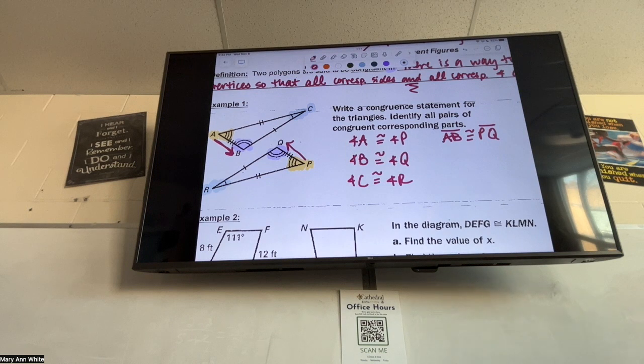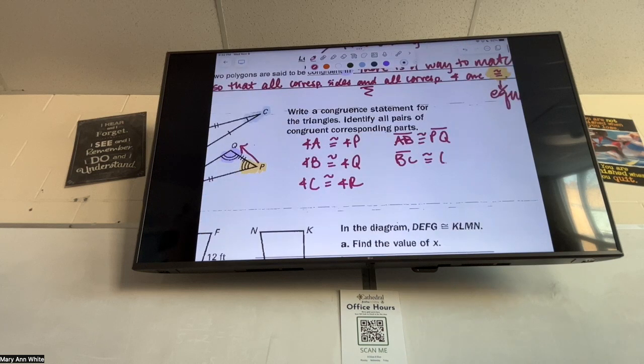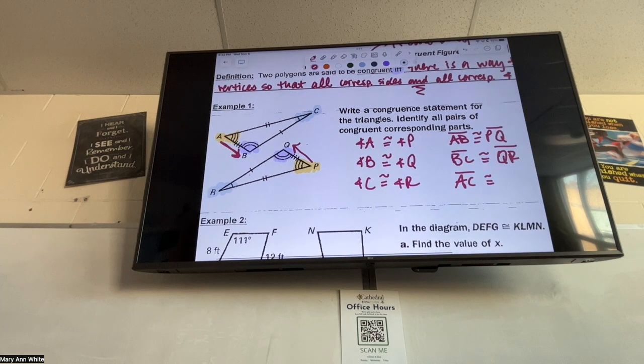All right, what about if I said BC? What's congruent to BC? QR. QR, very good. And then same idea, let's call this next one AC. What's AC congruent to? PR. PR, very good. How are we feeling about that, okay?